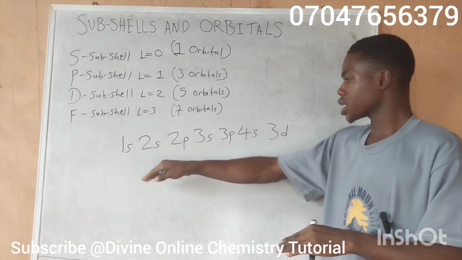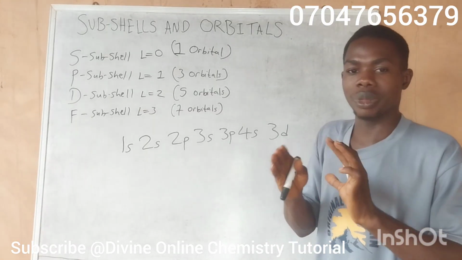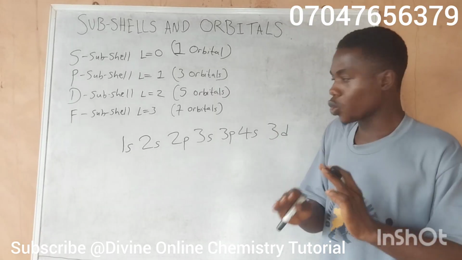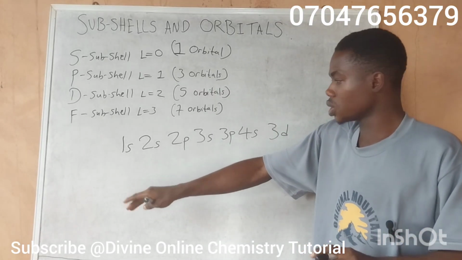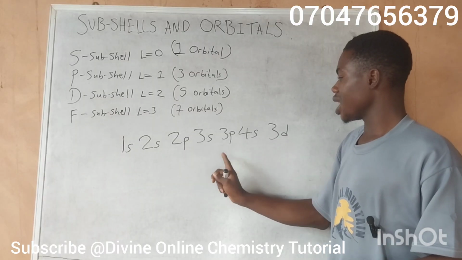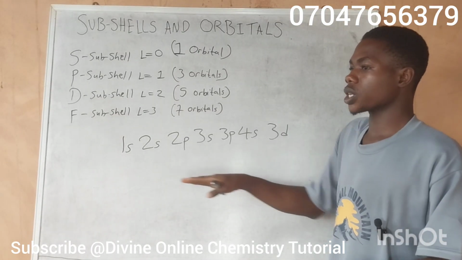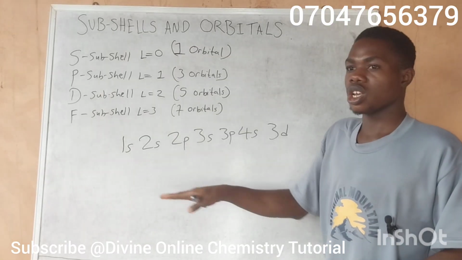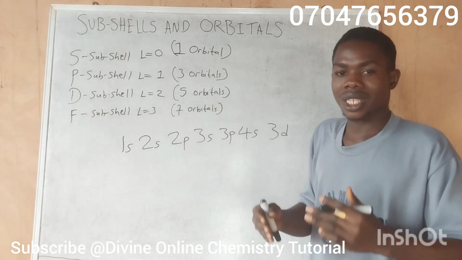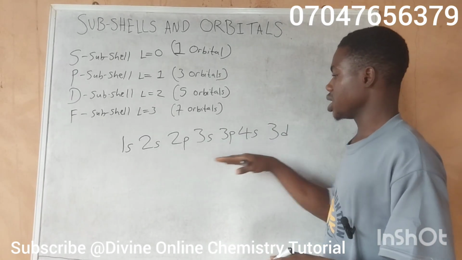So this is the sequence that we use for filling electrons in orbitals: 1s, 2s, 2p, 3s, 3p, 4s, and 3d for the first 20 elements. I'm working with the first 20 elements. When we start taking examples, I will talk more on this sequence.